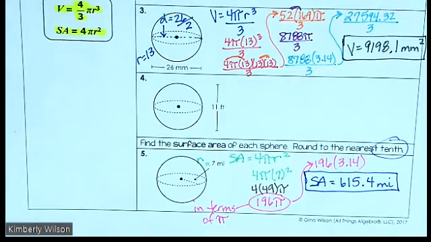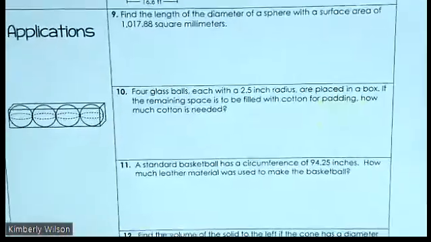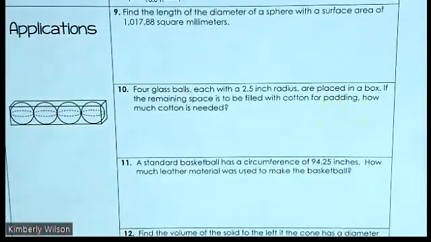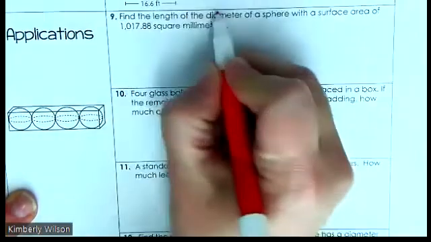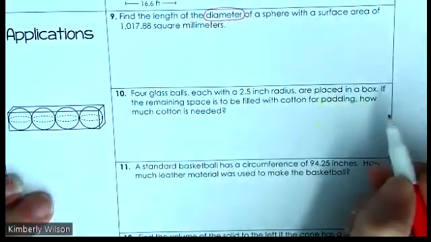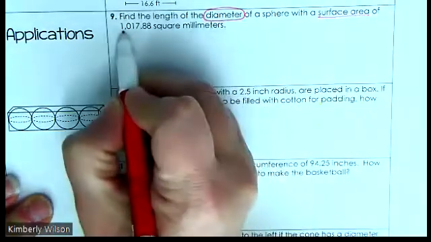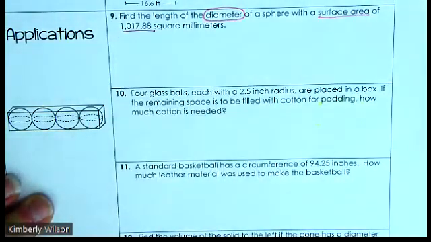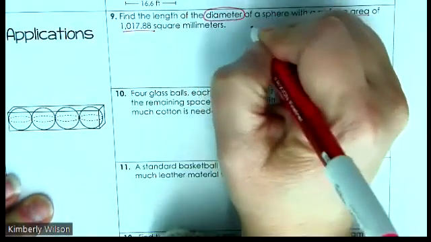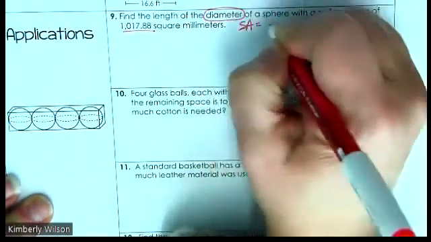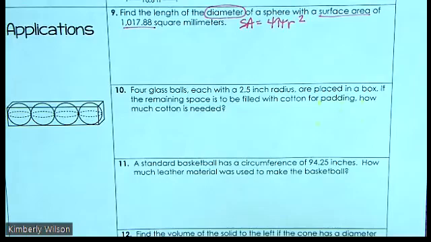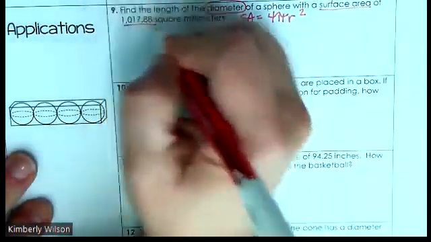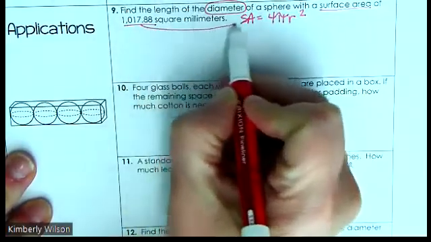Next page. Now we're going to look at some word problems with spheres. Flipping it over. So let's look at number 9. Okay, we read the problem. Find the length of the diameter. So I'm looking for the diameter, so I'm going to circle that, with a surface area of this number here. So we know what the surface area is. That means I'm going to be using the surface area formula, which is 4 pi r squared. So what I'm going to do is take the information that I'm given and plug it into that formula. So I'm going to take this number and plug it in here.